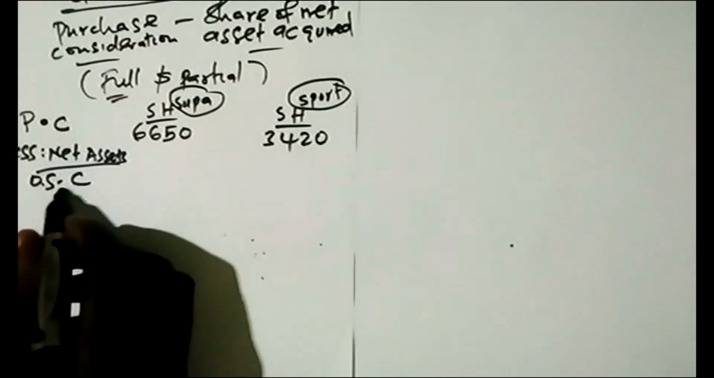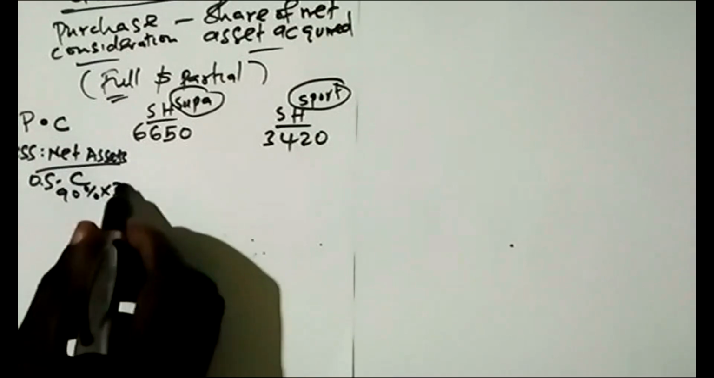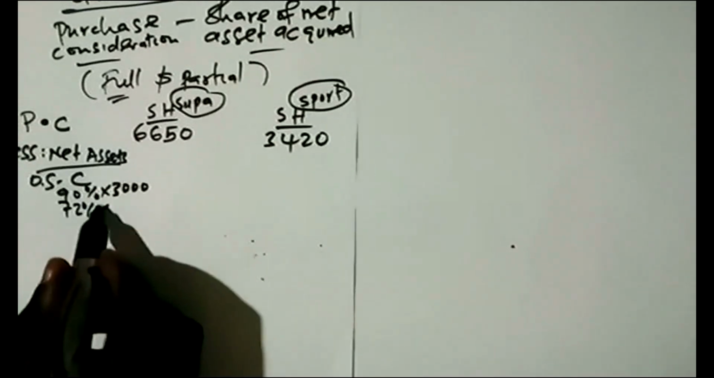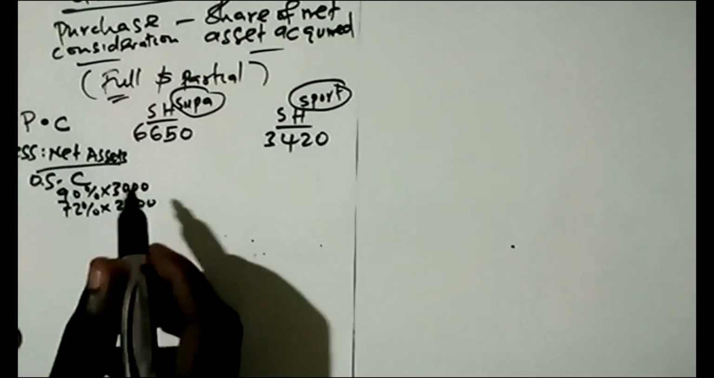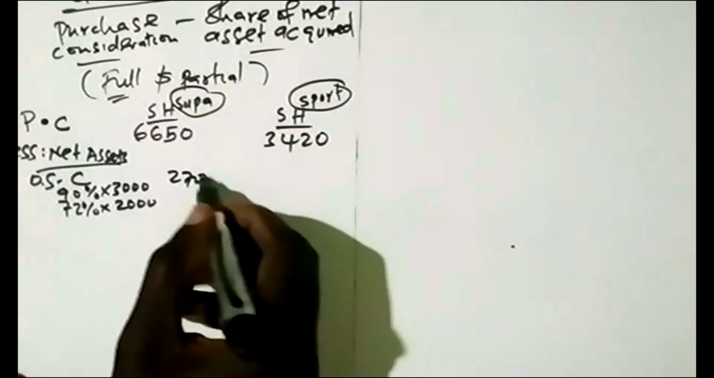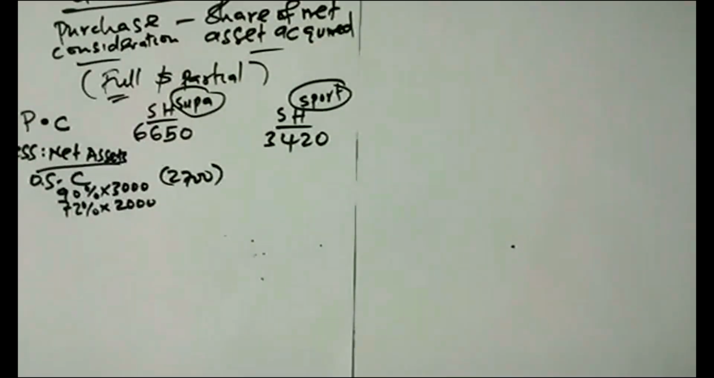you need to take 90% of 3,000, and you need to take 72% of 2,000. So 90% of 3,000 is 2,700. Yes. Then 72% of 2,000 is 1,440.